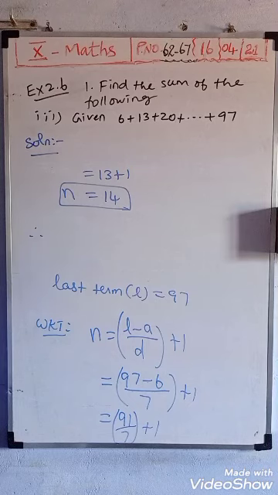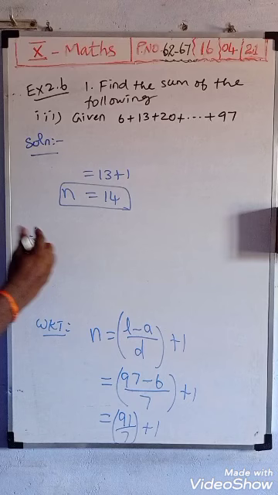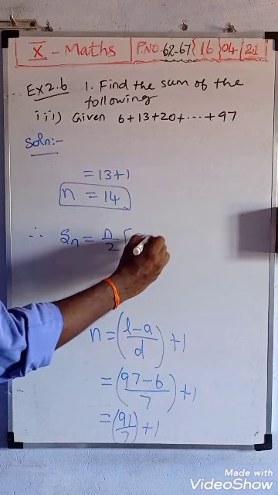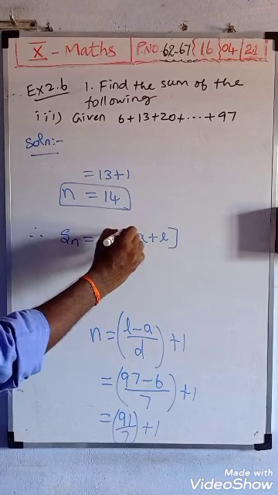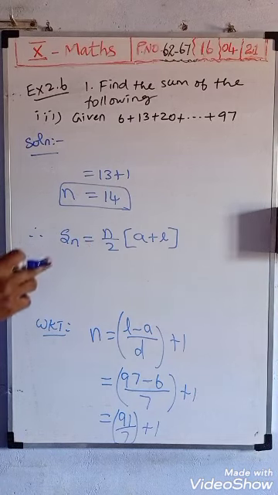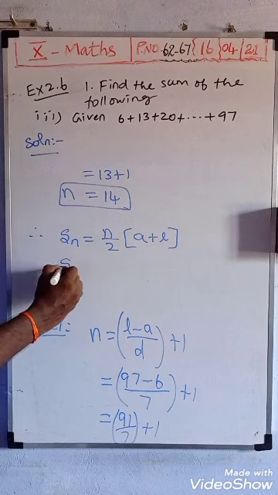Therefore, the sum of 14 terms should be added, meaning the sum of 14 terms Sn is equal to n by 2 into a plus l. If the last term is given, you want to use this formula, n by 2 into a plus l. If the last term is not given, you want to use Sn is equal to n by 2 into 2a plus n minus 1 into d, the common difference formula. Here L is given, so this formula is easy.